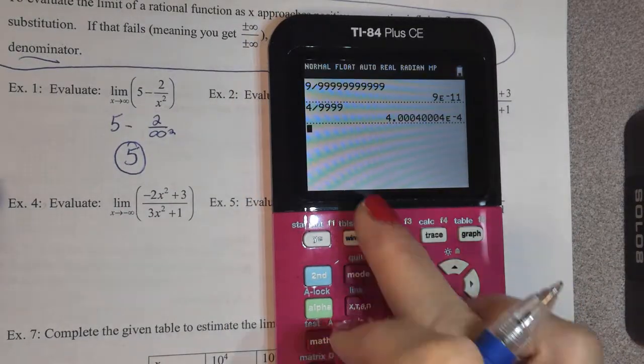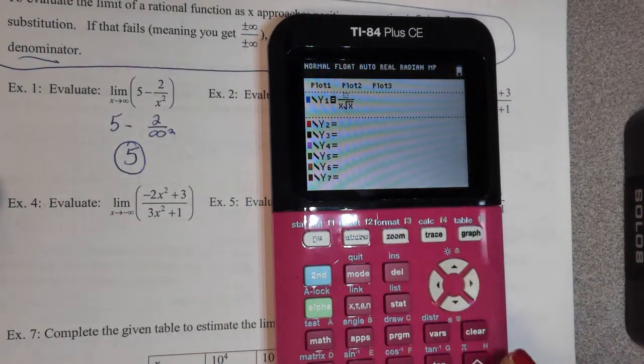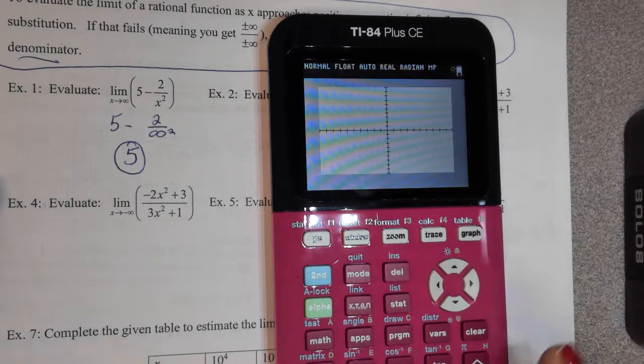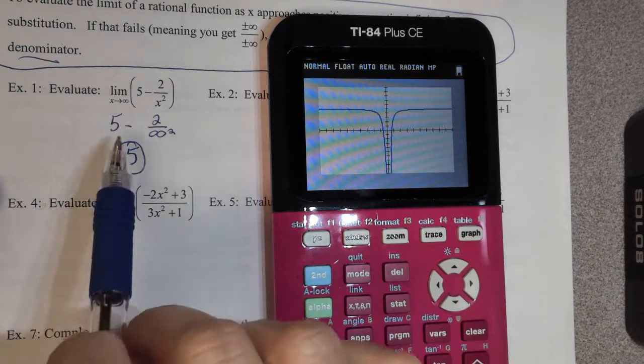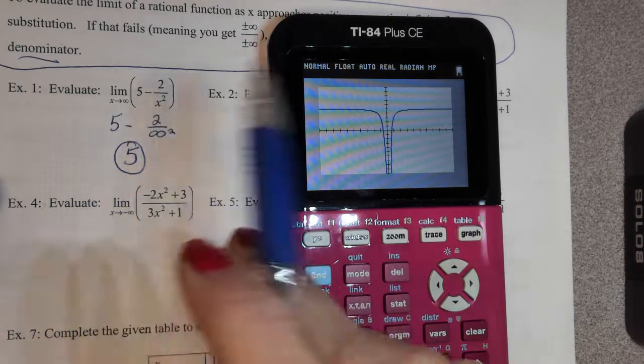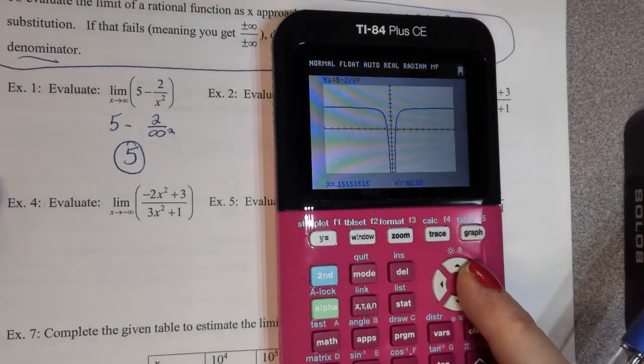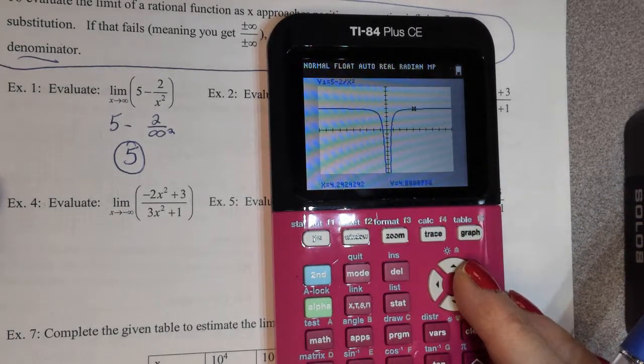You also should understand how this would look from a graphing perspective. If I'm putting this in, 5 minus 2 divided by x squared. Here's the way the function looks. If you get stuck on a quiz and you need to find the limit as x goes to infinity, just hit trace and trace it. We want to know as x gets larger and larger and larger, what is y getting closer and closer to? If I sit here and hold this for the next 30 minutes until class is over, what's it just keep getting closer and closer to?